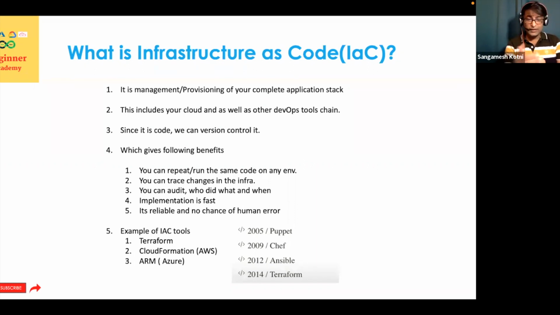Number two is CloudFormation, and number three is ARM. CloudFormation is basically for AWS, and ARM templates are specifically for Azure. So if you know Terraform, you can build AWS resources as well as Azure resources. But if you know CloudFormation, you can build only AWS resources. Using CloudFormation, you can't build Azure resources or GCP resources. But using Terraform, if you know how exactly a resource has to be created, you can build it.